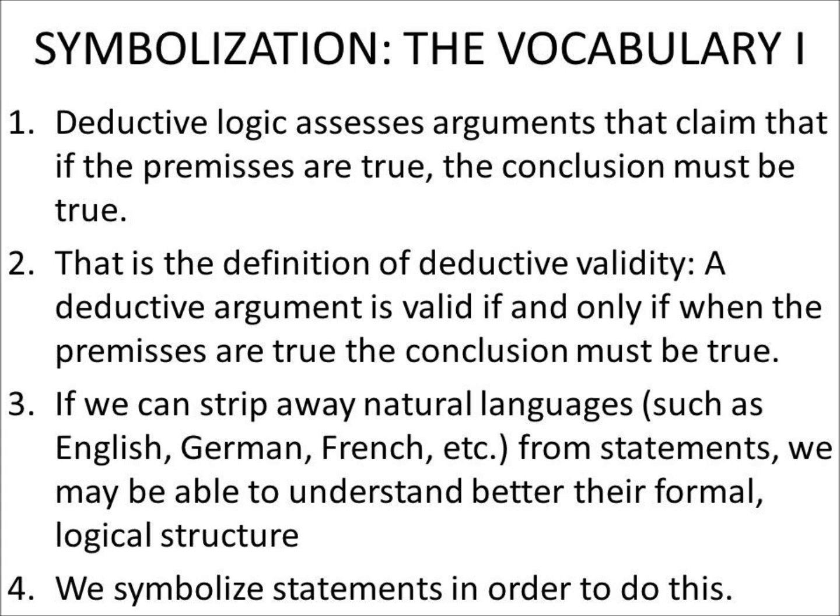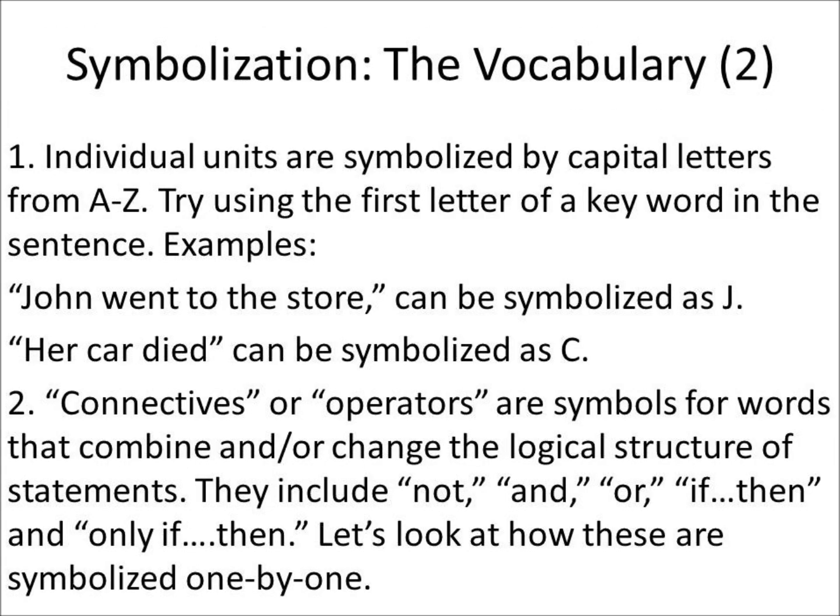Individual units are symbolized by capital letters from A through Z. Try using the first letter of a key word in the sentence. You may have to vary sometimes later on when you have a proof that has more than one statement. Right, you're going to have, let's say, 3 or 4 premises and then a conclusion. Sometimes, if you're symbolizing, you may have to vary in how you symbolize. Let's say you have a statement: Carl goes to the store and Kathy went back home. Well, you don't want to use C for both of them, so you just pick a different letter.